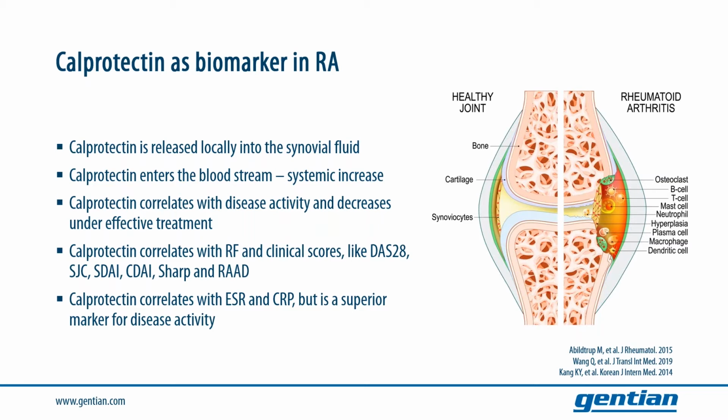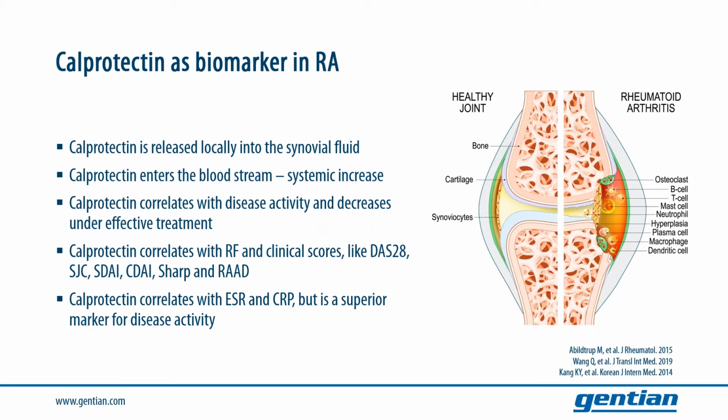There are many clinical studies showing the value of calprotectin as biomarker. Calprotectin has been shown to correlate with disease activity, as well as the degrees of inflammation under effective treatment. Calprotectin correlates with the rheumatoid factor or RF and many clinical scores, like disease activity score at 28 joints, swollen joint counts, the Simplified Disease Activity Index, Clinical Disease Activity Index, the SHARP score, and also the Rheumatoid Arthritis Articular Damage score.